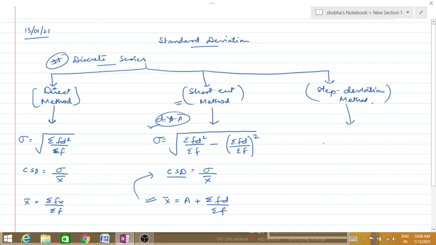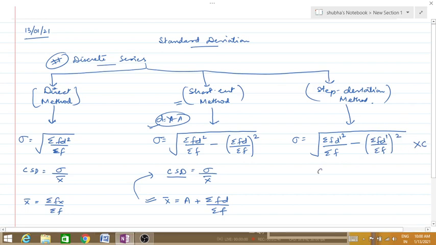Now when we talk about the step deviation method, our formula to calculate standard deviation becomes under root sigma fd dash square over sigma f minus in bracket sigma fd dash over sigma f whole square, multiplied by c. Mind that this multiply c is outside of the under root, right? CSD is calculated by the same formula, dividing standard deviation by mean, and the mean is calculated by the formula a plus sigma fd dash over sigma f into c. C is the common factor.